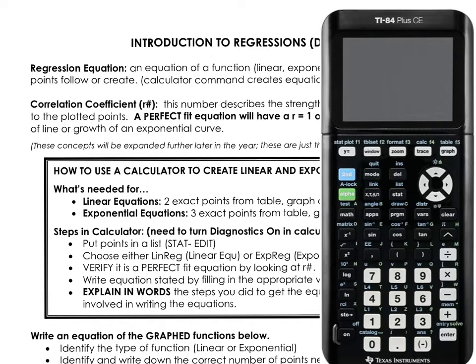And then it'll ask you some questions when you hit enter there. It'll say X list, L1, Y list, and L2. It's asking you, are your X's in L1 and your Y's in L2? The frequency list we're not going to use right now.